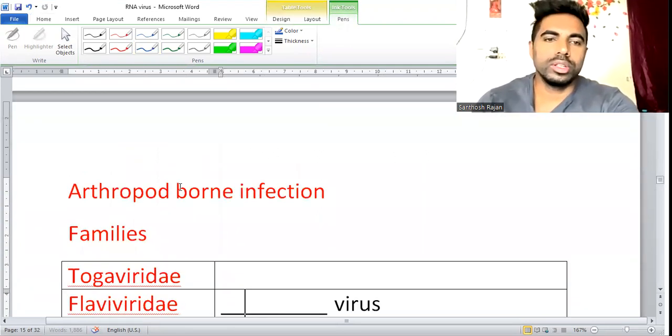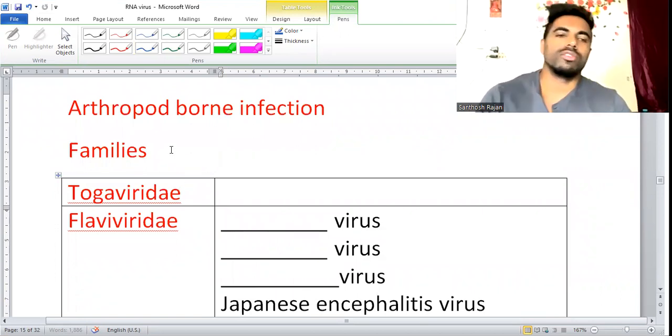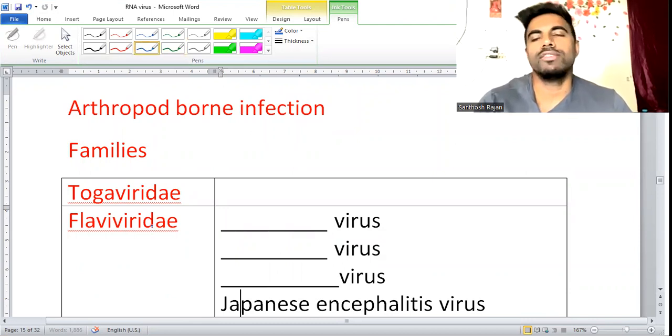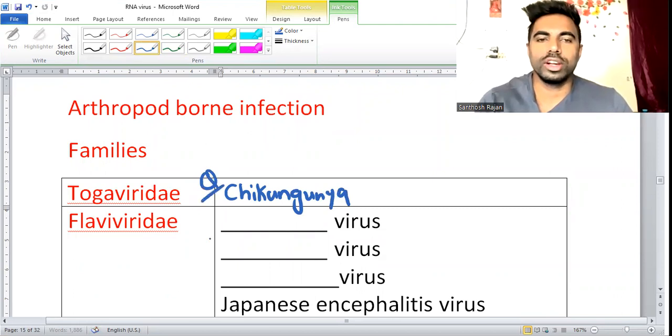Okay. So we'll talk about the infections. When you talk about arthropod-borne infections, mainly two families are important. One is Togaviridae and then Flaviviridae. Togaviridae, one. Which one? Chikungunya. Right? Chikungunya virus. If a question is asked, chikungunya virus belongs to which virus family? Togaviridae. Or they might give you all of the following are Flaviviridae except, then chikungunya will be out. Please remember, chikungunya is Togaviridae.